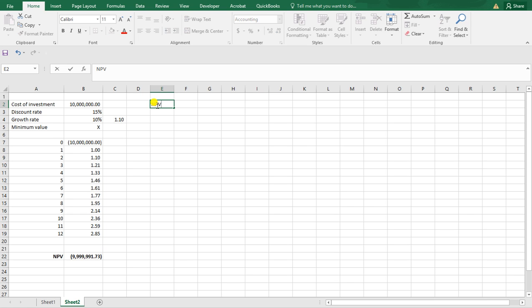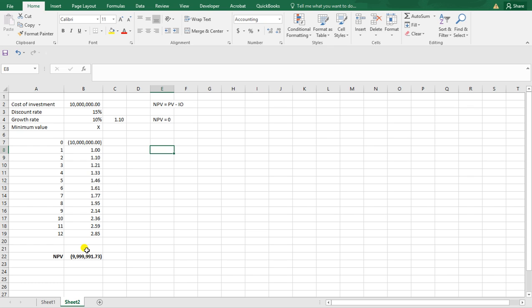NPV, we normally tend to say that NPV will always be equal to what? Our present value for cash flows minus our initial outlay, right? So this is our NPV. So I want a minimum value which will give us our NPV to be equal to 0. That's where we're going to apply the concept of, of course, goal seek. Recall goal seek, we've already looked at goal seek. So basically at this point, I know you are very familiar with goal seek. So how are we going to go about it?